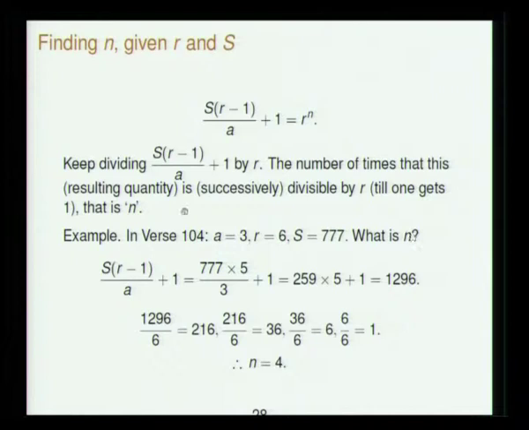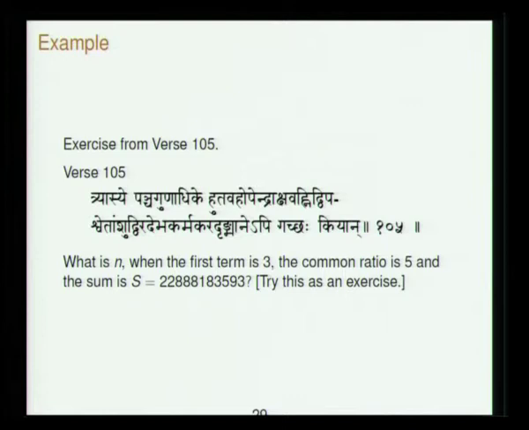So, this is 1296 and 1296, now this is more straightforward. 1296 by 6 is this, 6 again is this, by 6 again is this. So, n is 4. So, the exercise is, what is n when the first term is 3, the common ratio is 5 and the sum is 22888183593? So, please try this as an exercise.